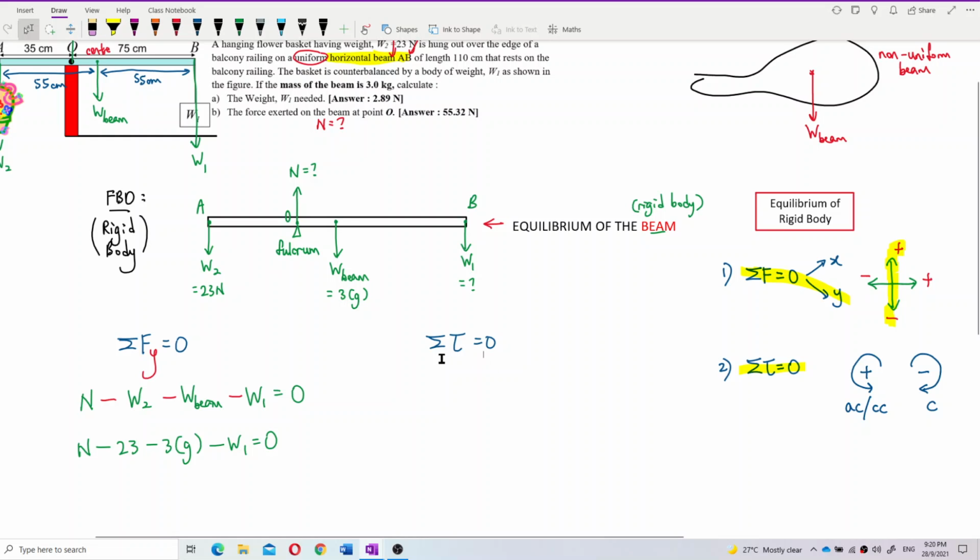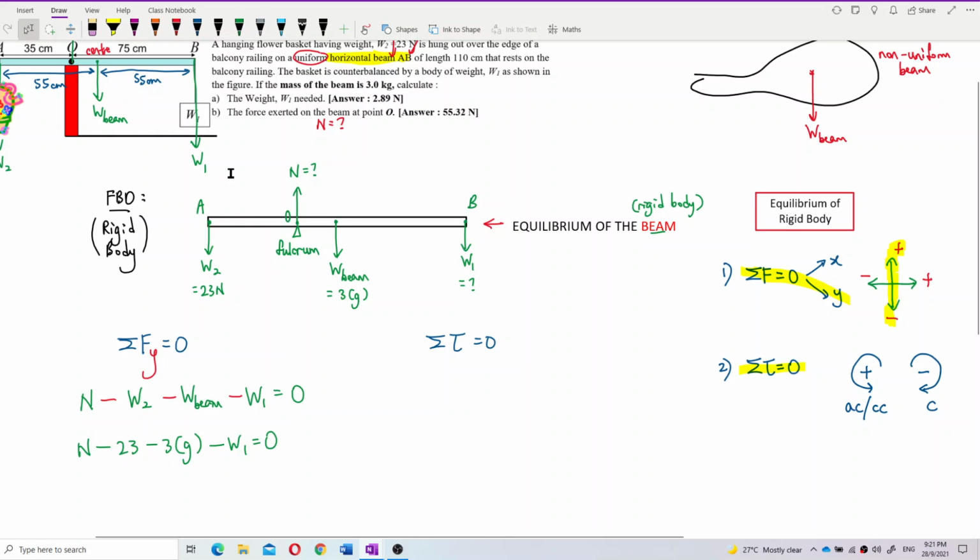For total torque equal to 0, you need to set a point as axis of rotation, because you are talking about rotational motion here. So rotational motion, when the object rotates, it must rotate around an axis of rotation. So there must be an axis of rotation, then only the object rotates, isn't it? You cannot have it without axis of rotation. So this one, where is the axis of rotation?